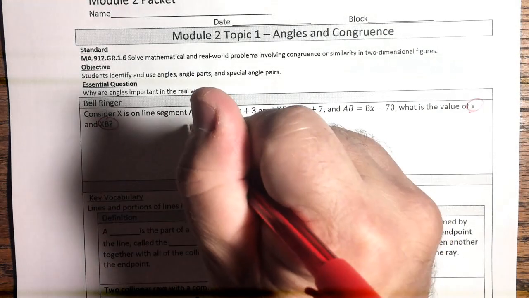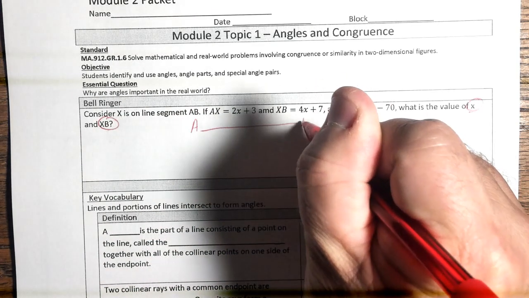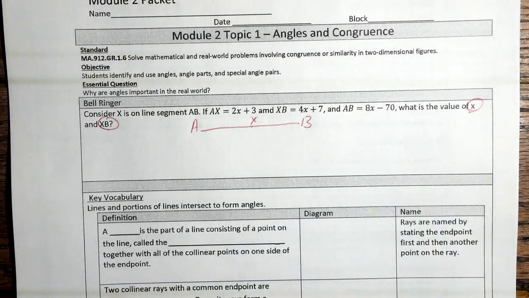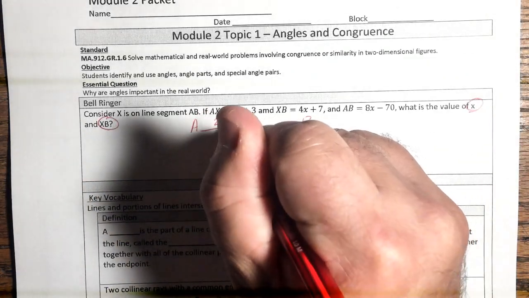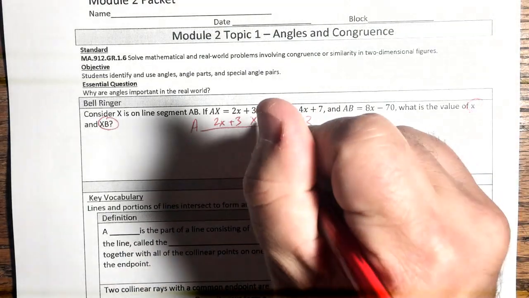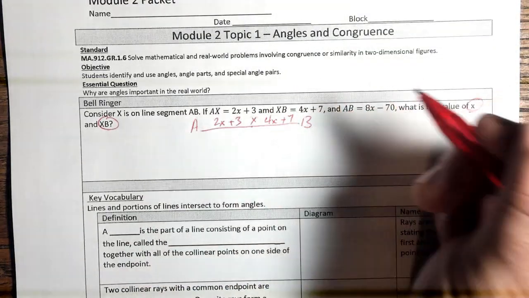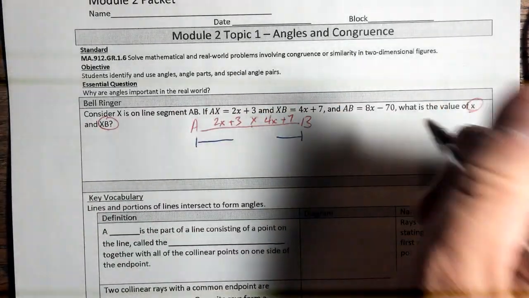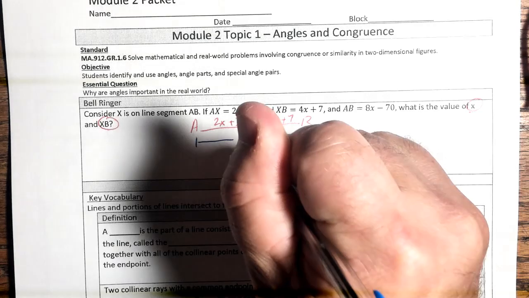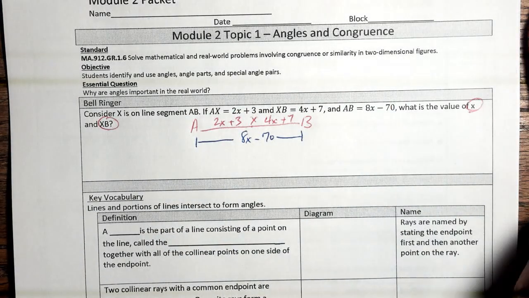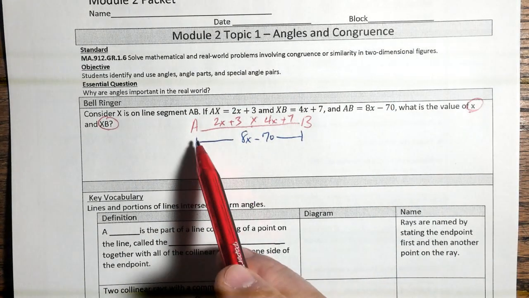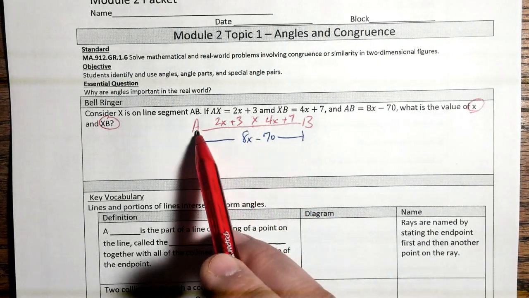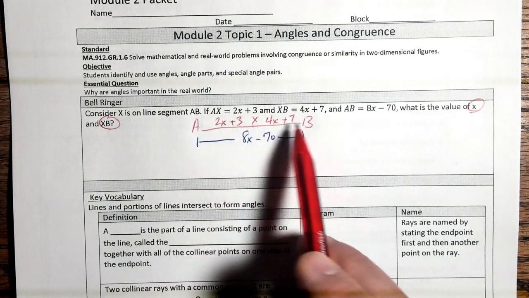So I'll draw a number line here. X is on segment AB. It tells us that AX is 2x plus 3, that XB is 4x plus 7, and that AB, let me make this a different color here, AB is 8x minus 70. Okay, so as you can see, line segment AB is 8x minus 70. We have this portion, A to X is 2x plus 3, and XB is 4x plus 7.